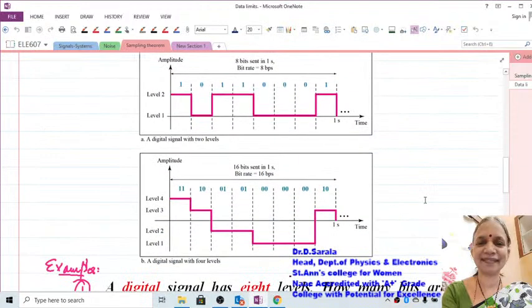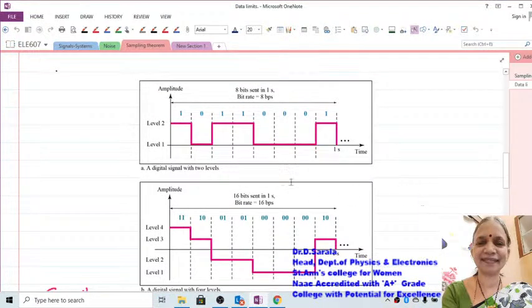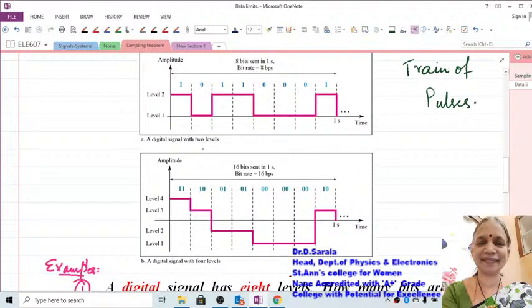Let us look at this figure here. This is a digital signal. All digital signals are represented by this train of pulses. In this case, this is giving a signal with 2 levels, 1, 0, 1, 1, 0, 0 and so on. Now you understand this with respect to this.